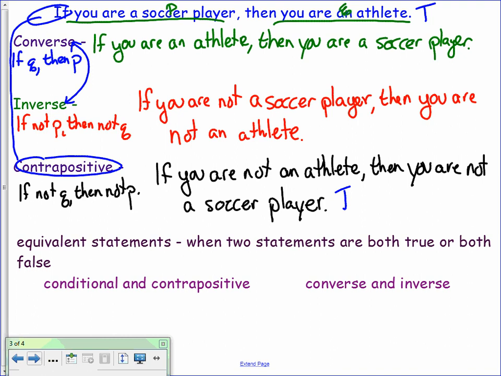We look at the converse and inverse. If you are an athlete, then you are a soccer player. Are all athletes soccer players? No. If you're not a soccer player, then you're not an athlete. Just because you're not a soccer player doesn't mean you're not an athlete, so it's a false statement. These, although they are both false, are still considered equivalent statements because the converse and inverse are a pair.